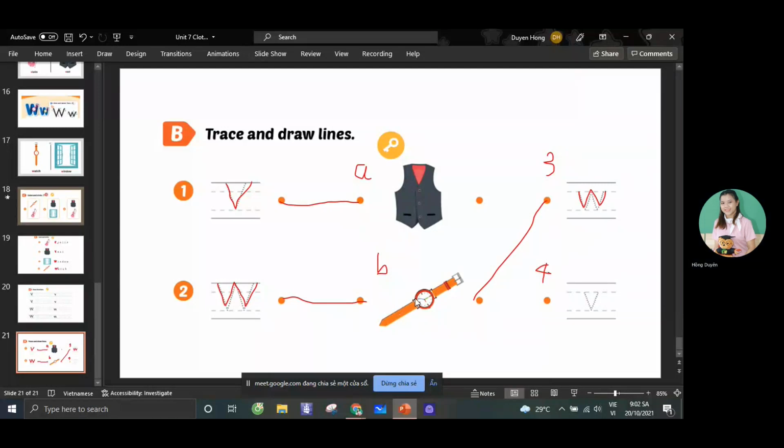Kate. Number four. All right, number four, what's letter? V or W? V. All right, V. All right, so you realize with picture A or picture B? Picture A. So what can you see in the picture? So, how about the sound of letter V? Good. Vest. That's right. Vest. All right.